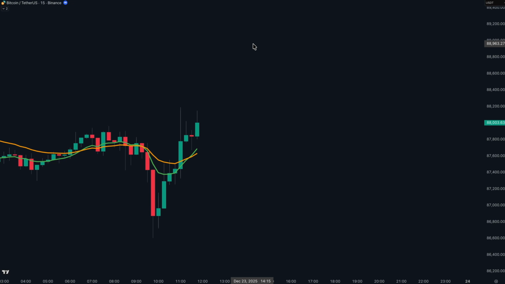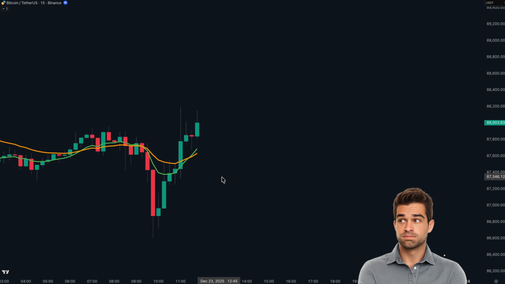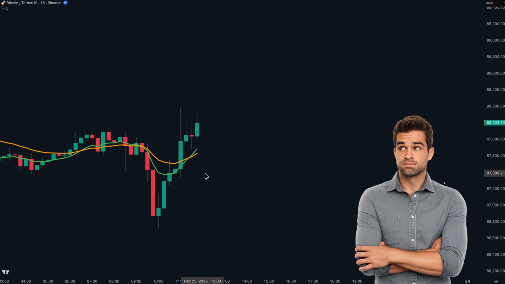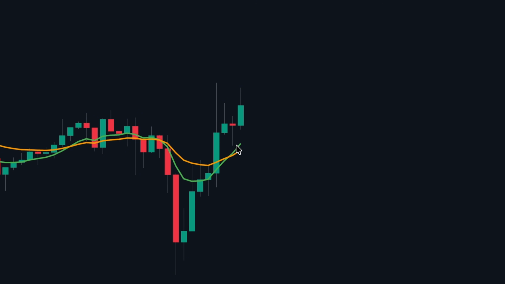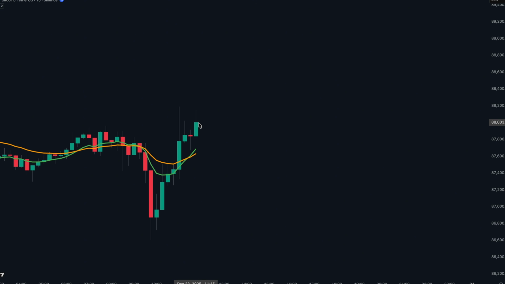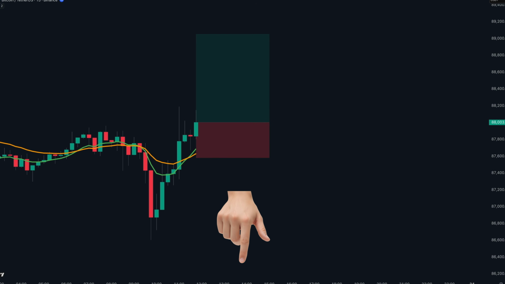Alright, now let's get into the first strategy. But before I explain it, I want you to test yourself. Take a look at this chart. You can see the 9 EMA just crossed above the 20 EMA. There's your bullish crossover signal. Here's my question. Would you take this trade? Will this breakout be successful? Pause the video right now and drop your answer in the comments. Just type yes or no.